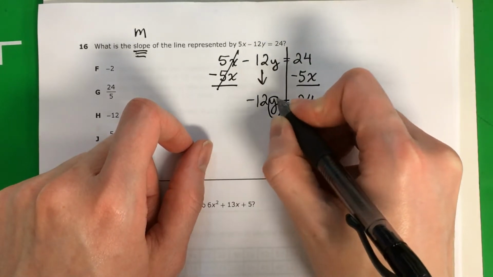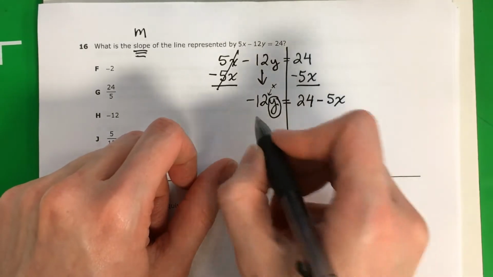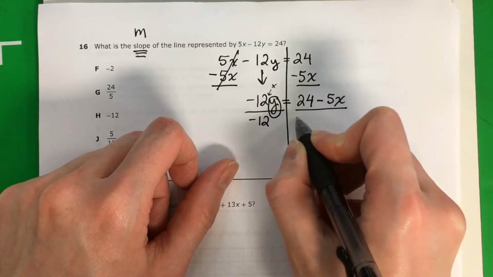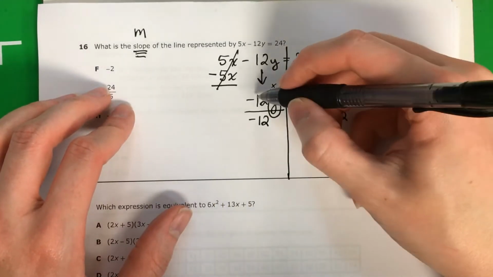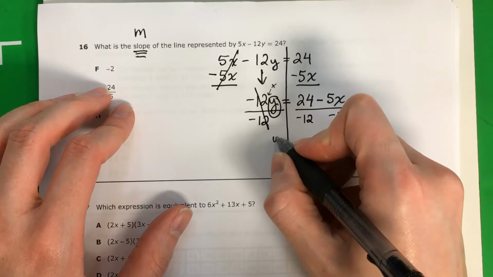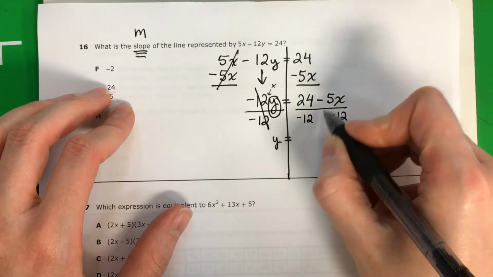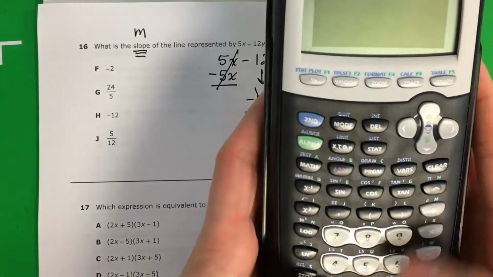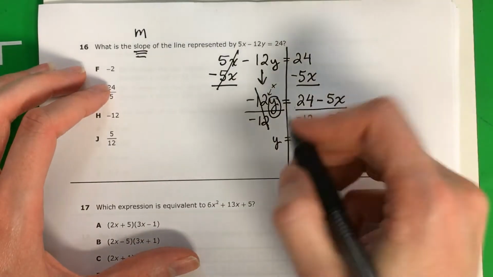Now I want the y alone. There's no sign in the middle. That means it's multiply. The opposite is to divide. So divide by negative 12 and divide everything by negative 12. This is 1. It cancels. So you're going to copy y equals. We're going to put in the calculator 24 divided by negative 12. That's negative 2.